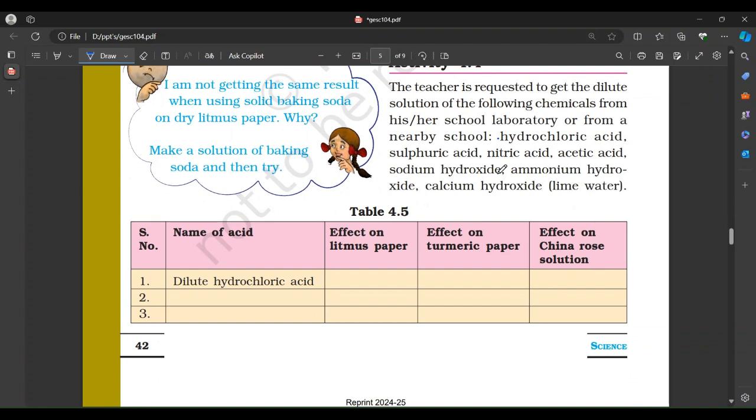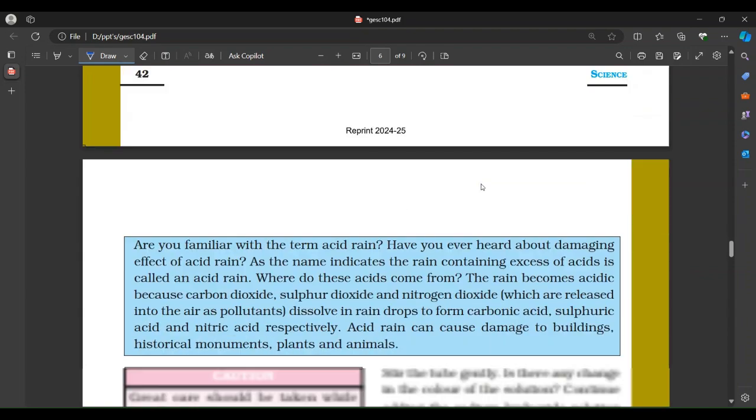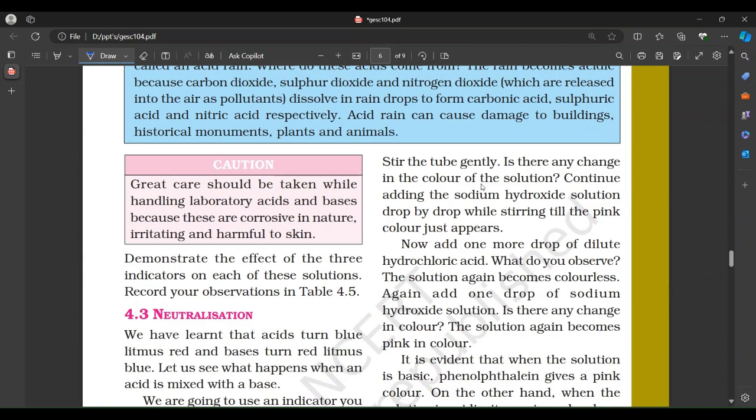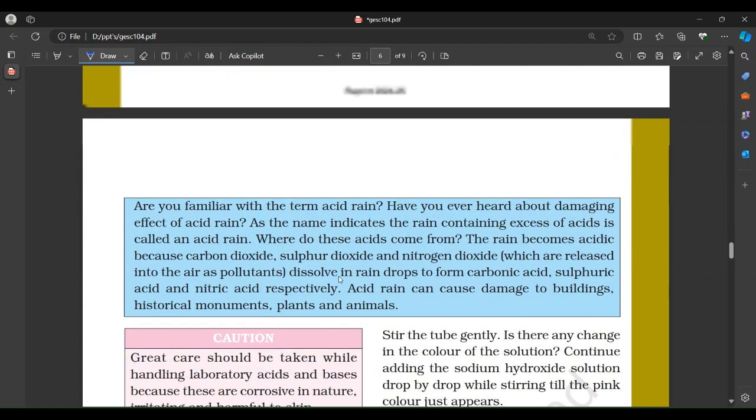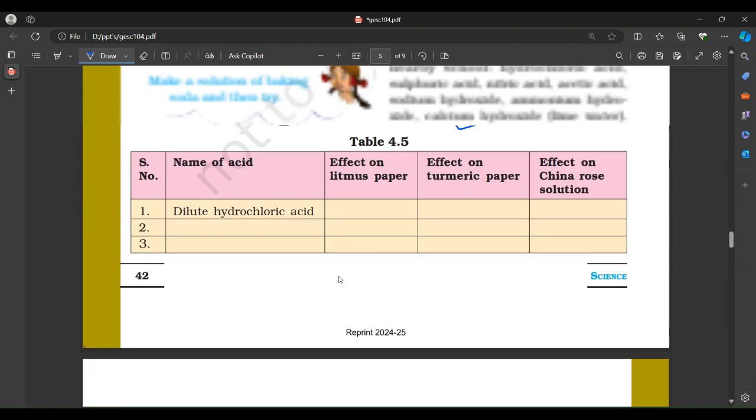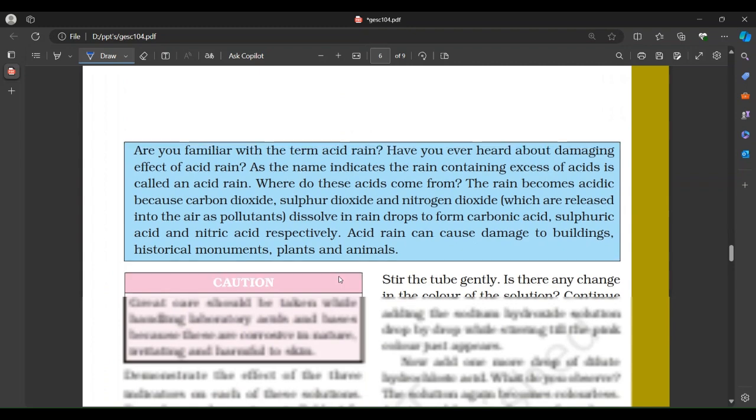So the teacher is requested to dilute solutions of the following chemicals. What are these? Hydrochloric acid, that is HCl, sulfuric acid, H2SO4, nitric acid, acetic acid, sodium hydroxide, NaOH, ammonium chloride, NH4Cl, and calcium hydroxide, that is lime water. So we have to demonstrate the effect of the three indicators on each of the solutions. Record your observations in table number 4.5 here. If we have the solutions, we can do this activity.